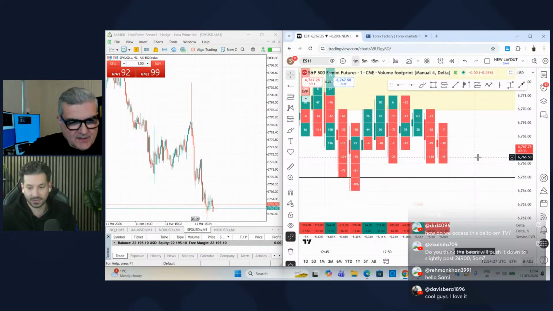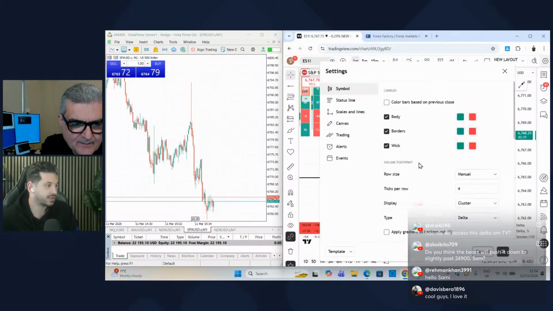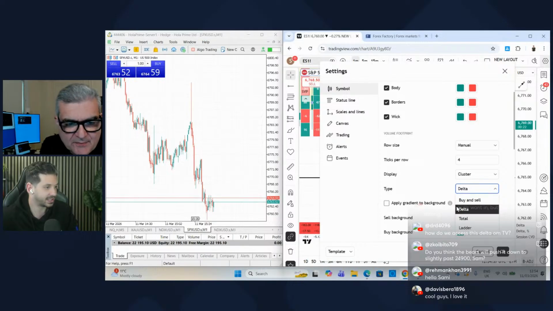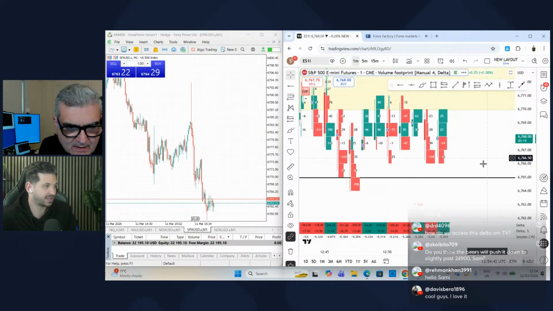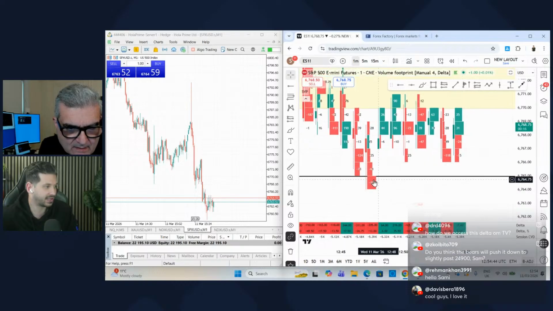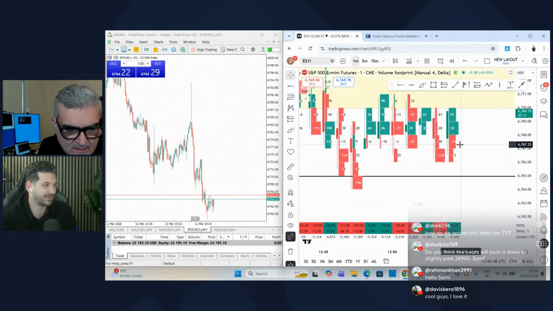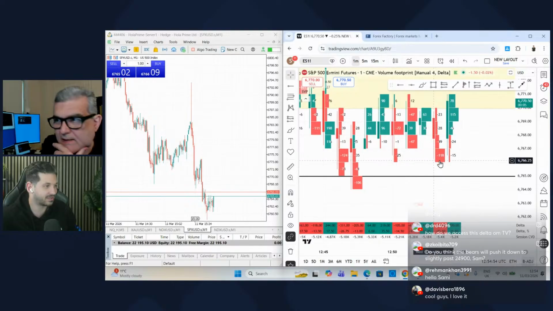What are your default settings that people would be interested in? Sure. I like the cluster display. I don't really like the profile display, and I have it at Delta. Can you tell them the difference between a cluster and a profile display? Profile gives you the biggest bar, which is obviously the highest volume, and the lowest one is the low. But for my eyes, I like to see the numbers a bit clearer.